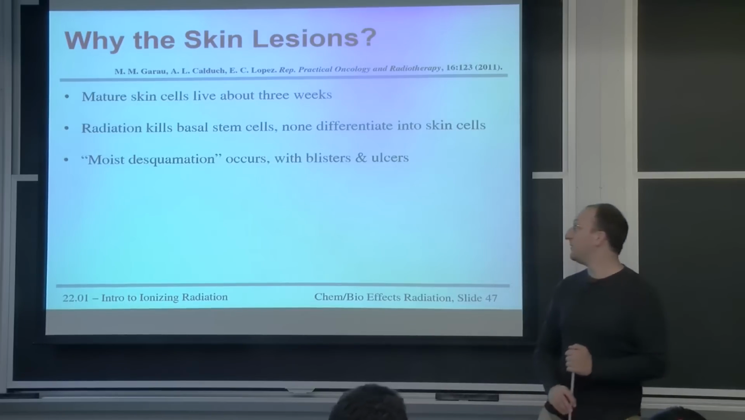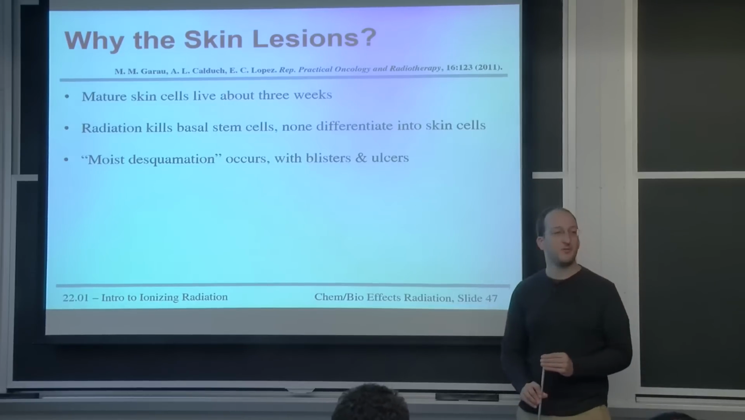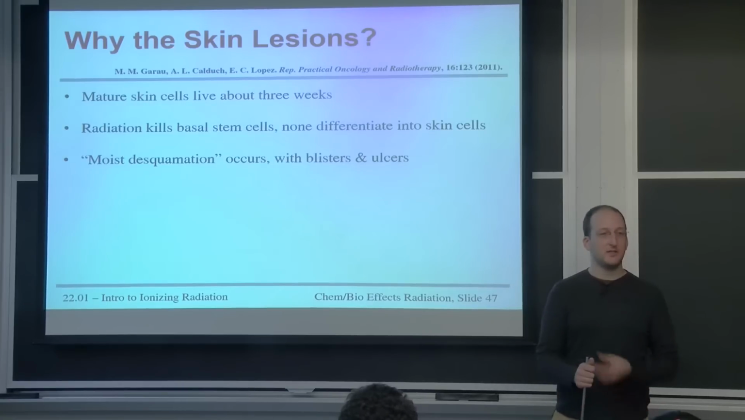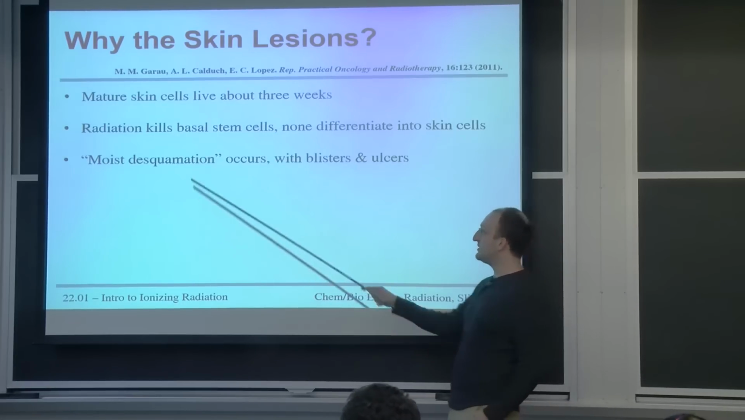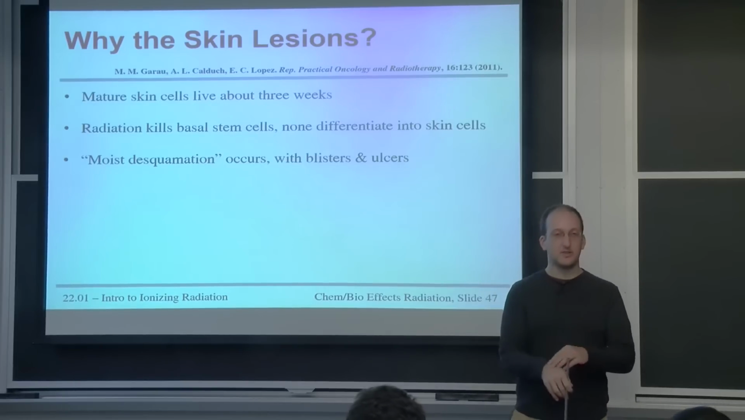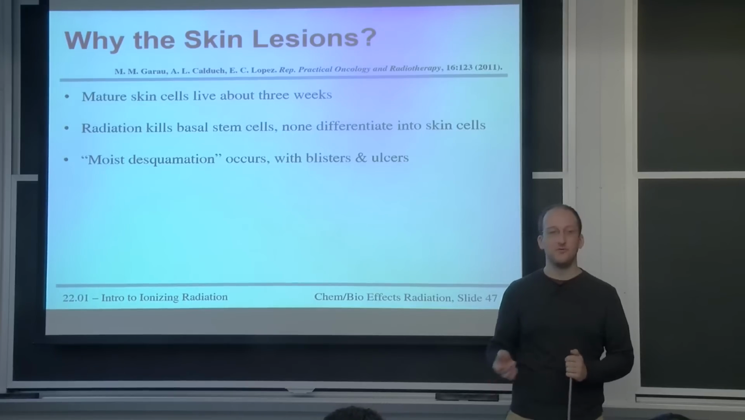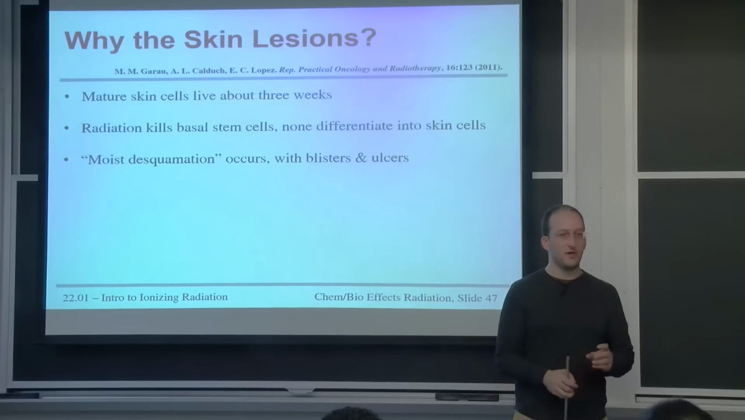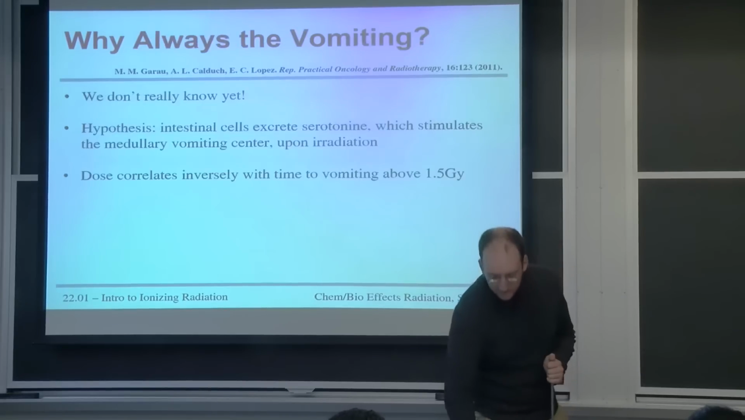Another question, why the skin lesions? Because mature skin cells live about 3 weeks. If you kill off the skin cells in the dividing layer and you don't reform new ones, and those skin cells die, you end up with the grossest word in this class, moist desquamation. It kind of sounds like what it is. That's like sloughing off of skin and leaving open sores, because you don't have the ability to regenerate that skin, which is normally your first line of defense to everything, and you've got fluid leaking out, and it's just, yeah, it's moist desquamation.